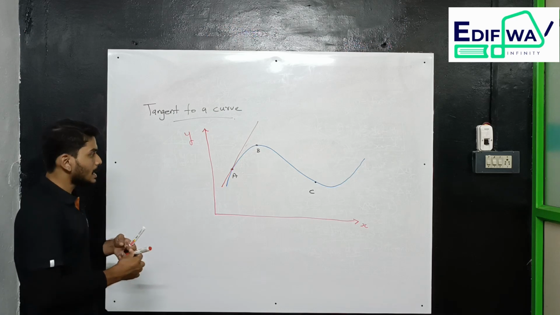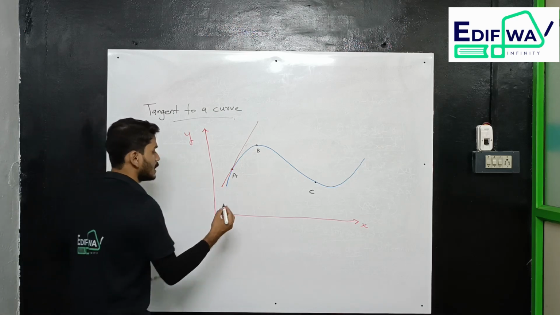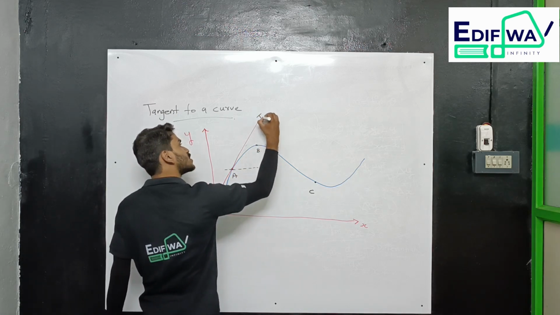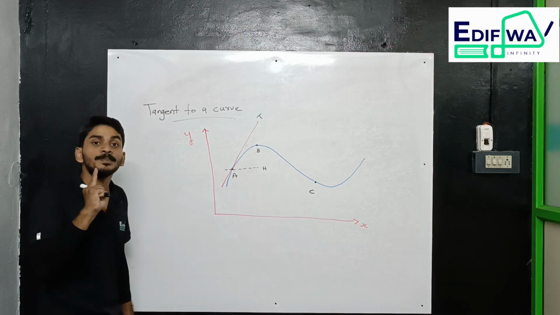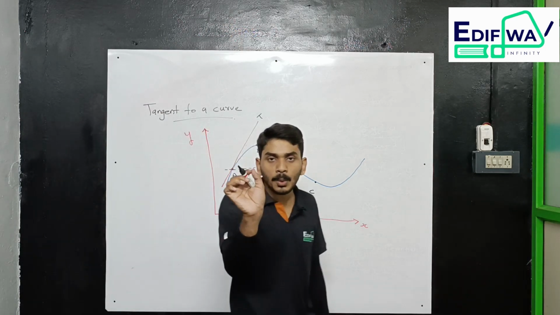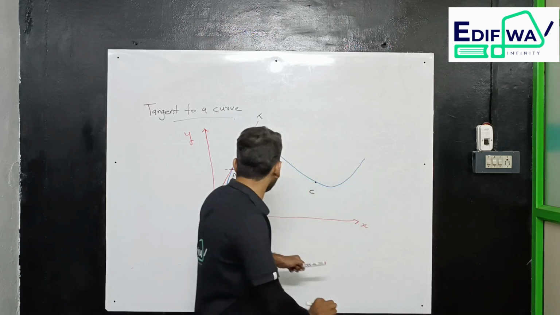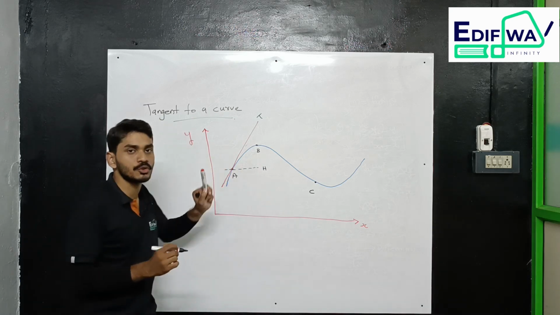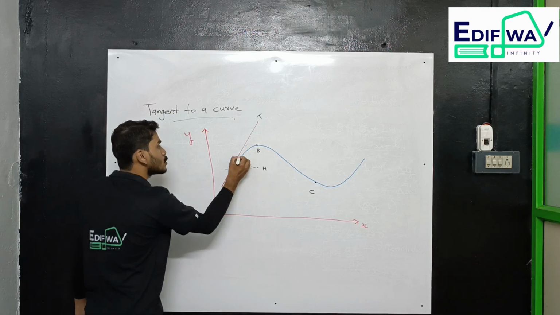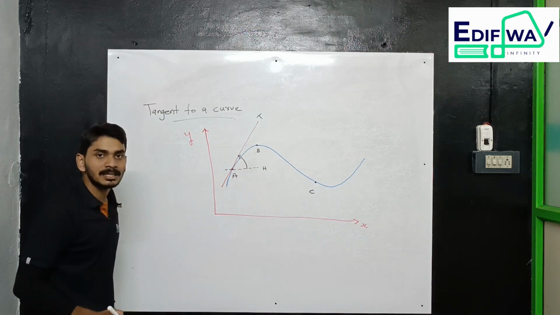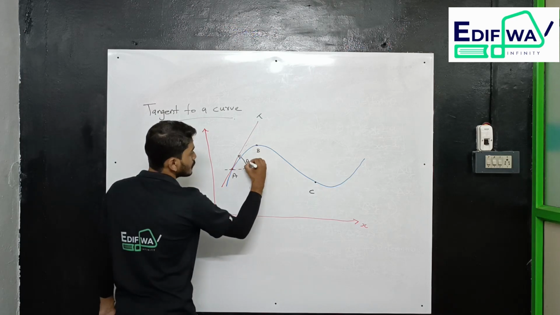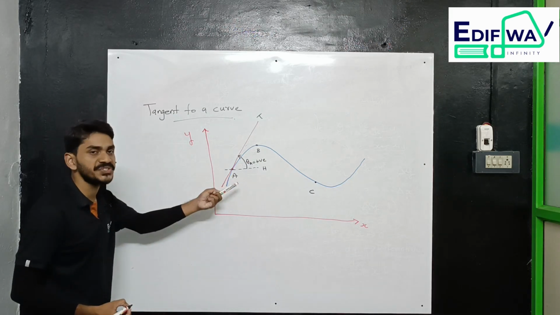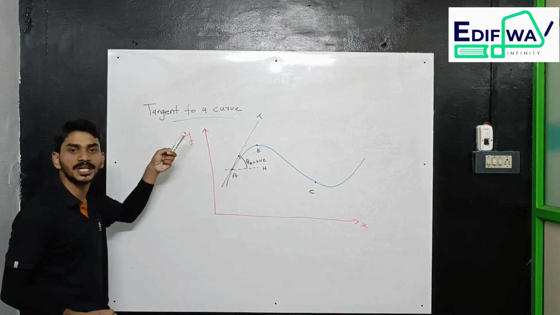Now let's consider the horizontal line at A. This is the horizontal and this is the tangent. There is an important point that you have to remember: you have to always start measuring the angle from horizontal. So you measure the angle from horizontal to the tangent, and that angle at A is positive. Do you agree? The angle is positive because we are measuring in the anti-clockwise direction.